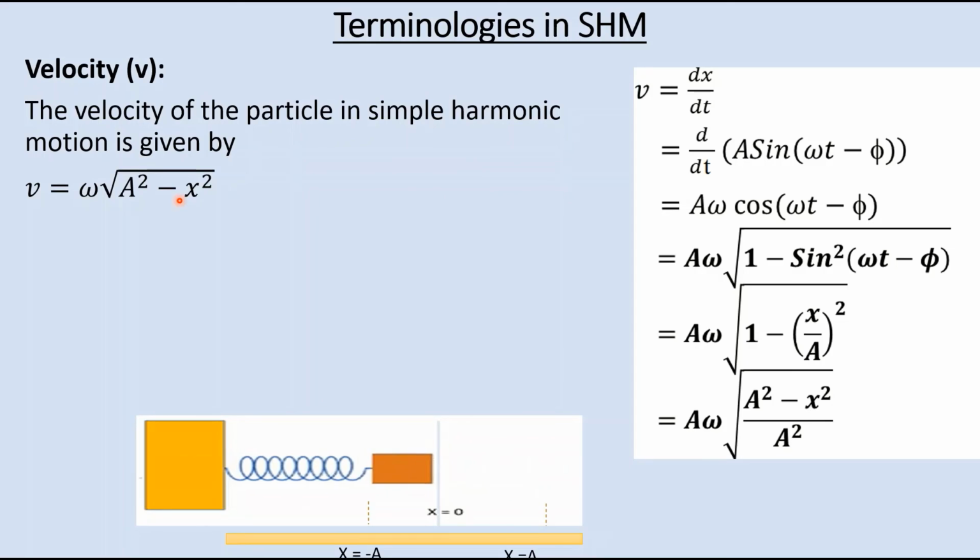Now put x is equal to 0. Then this term is 0, so v is equal to omega into A. That is the maximum value of the velocity. The velocity is maximum at the mean position and its value is omega A. Similarly, now put x is equal to A. Then this becomes A squared, so it gets cancelled and it will be 0. So v is equal to 0, that is, the velocity will be 0 at the extreme position.